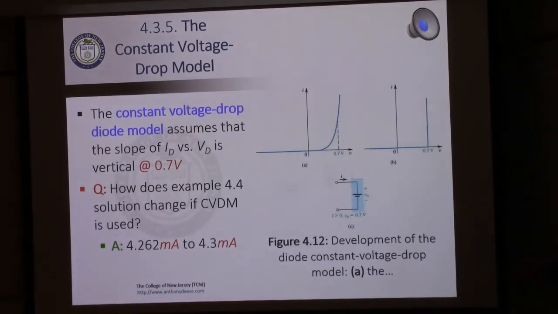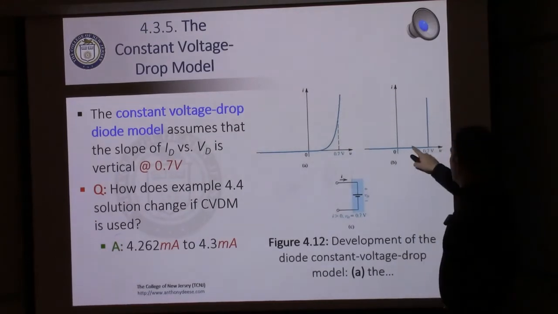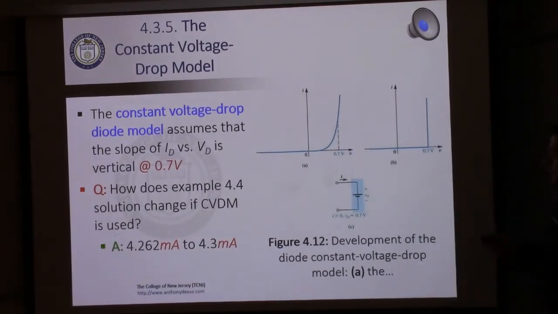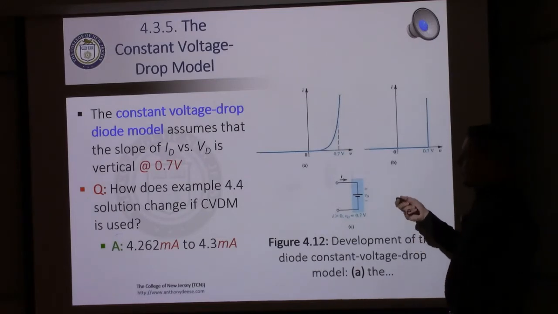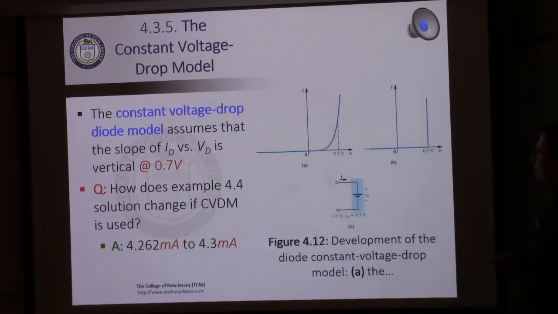It's very similar to the ideal diode model, almost as if it's simply shifted to the right. The constant voltage drop model assumes that the slope of ID versus VD is vertical, straight up at 0.7 volts. So we take the curvature here and approximate it by a straight line. Now, how does the solution to example 4.4 change if the constant voltage drop model is used?